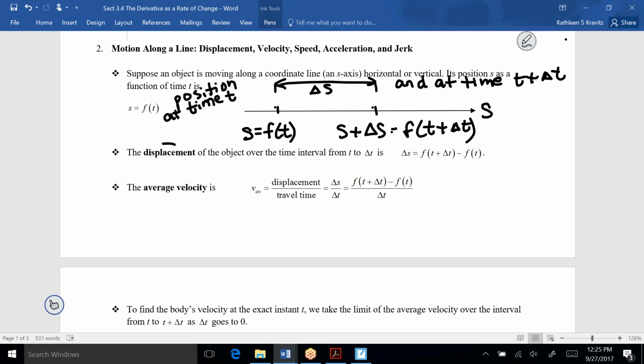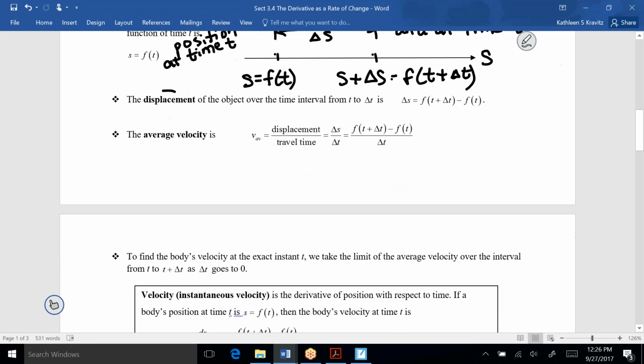All right, and then another definition that we have is our average velocity. So average velocity we're going to write as v sub AV, and that's going to be our displacement divided by our time. It's going to be our change of s divided by our change of time. So just like when we're finding slope, we have the change of y divided by the change of x. It's the exact same thing here. It's a change of s divided by the change of t. All right, so that's our average velocity.